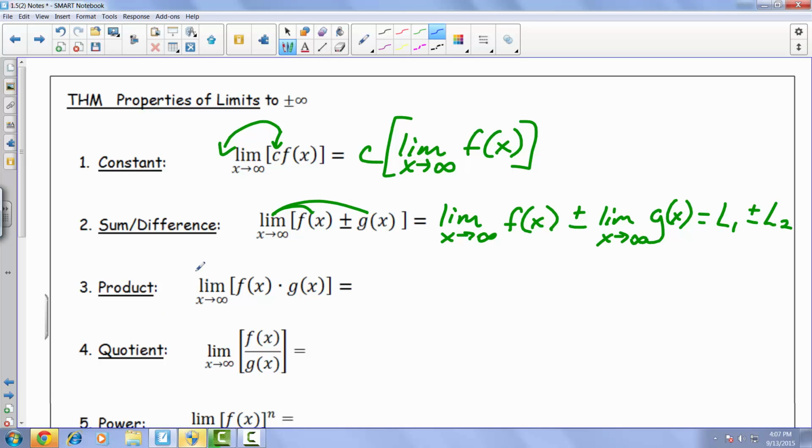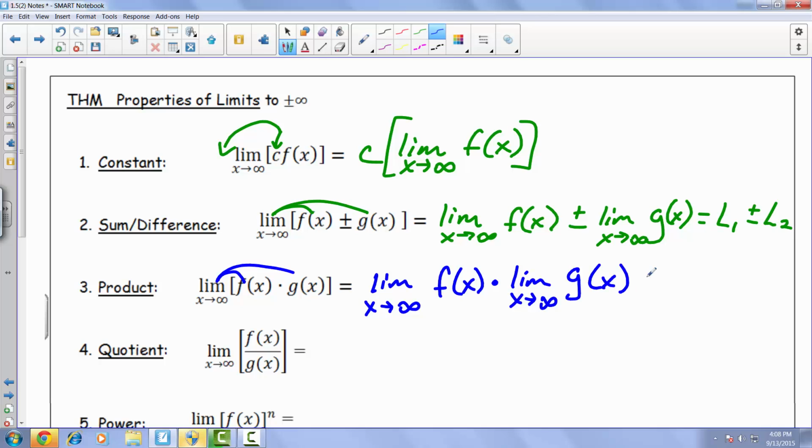The third one is the product, which again pretty much just says that we can apply this limit to each item, each function. So then we end up with the limit as x goes towards infinity of our f of x function times the limit as x goes towards infinity of our g of x function. Again, this would yield some first limit coming from our f of x function times another limit coming from our g of x function.